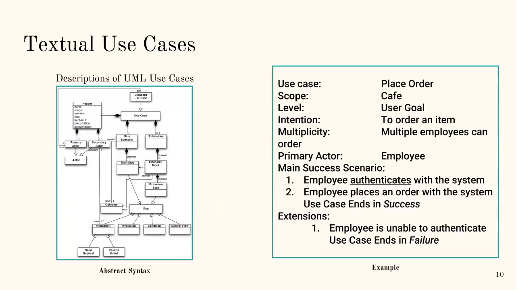Textual use cases are descriptions of UML use cases. They basically describe how use cases can be achieved through steps. On the left is another abstract syntax, basically describing the core ideas behind the language. You can see how there are main success scenarios and extensions and how there are steps. On the right is an actual example of a textual use case. Here you can see how there are steps. The main success scenario basically describes the main flow of interactions to achieve the use case, and extensions describe alternative situations.